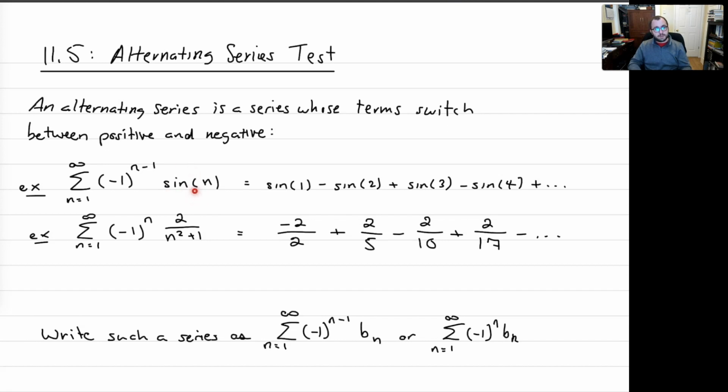notice that all that's happening is it's taking this sine, and the sine is still appearing, sine 1, sine 2, sine 3. But this negative 1 to the n minus 1 here is causing every second term to be negative and every other term to be positive. Down here I've got 2 over n squared plus 1. I'm plugging in n equals 1, n equals 2, n equals 3. But again, the terms are alternating between negative and positive.